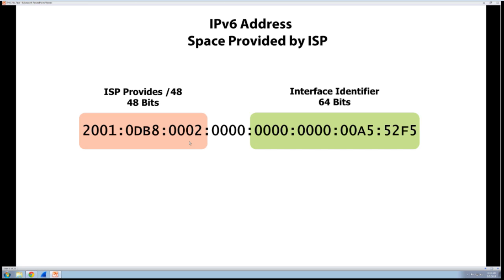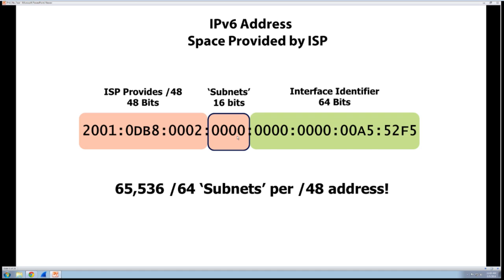Then what I can do is assign the /64 to get my host portion to be 64 bits. And what that leaves me is 16 bits to subnet. All right, so I have 4 hexadecimal values here, and I have 16 bits to subnet. That means that these 4 values can be from 0000 to FFFF. And what that means is that I can get 65,536 /64 subnets for every /48 that my ISP gives me. Wow, right? This is just the default one that your ISP is going to give you.